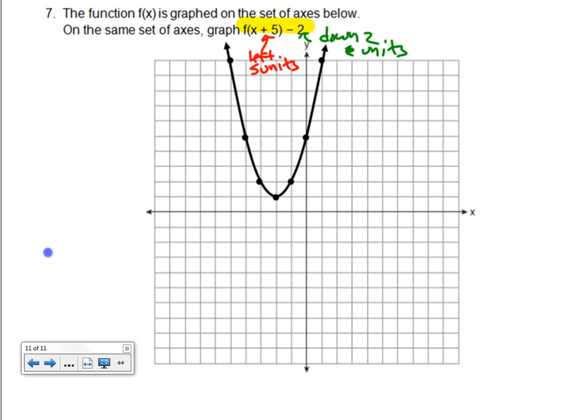Okay, so starting here again, going to go over 5 units to the left, and then go down 2 units. So there's the first point. This point is going to be there. This point. And lastly, this point. And then again, I can do the same with all the other points, or just know that they're going to be right across from each other.